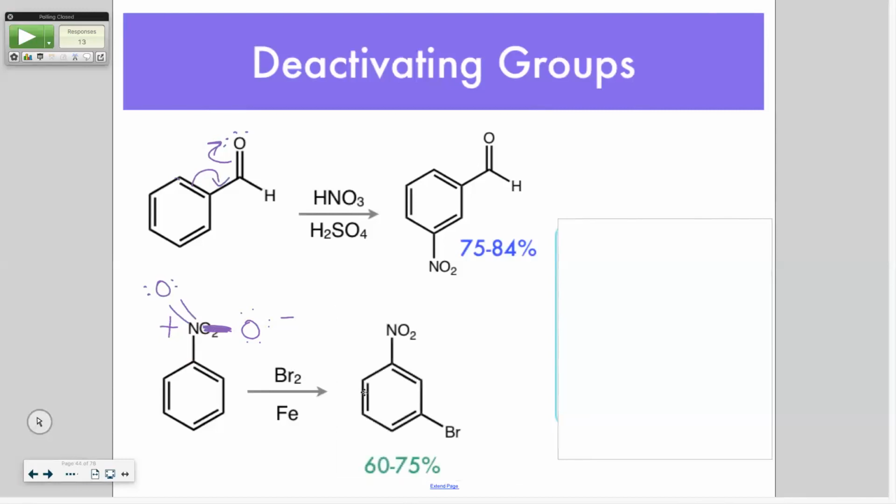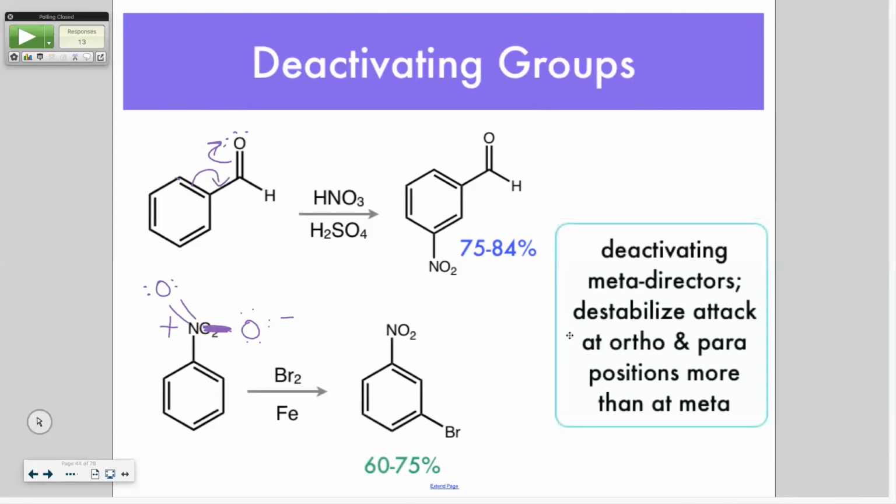Not Fe. Okay, we get the meta. Deactivating groups, deactivating meta directors, destabilize attack at ortho and para positions more than at meta positions. It's still deactivating. It's still going to react slower than benzene. But the better spot to go to, the best of the worst, is meta. Okay? The best of the worst is meta with these guys.